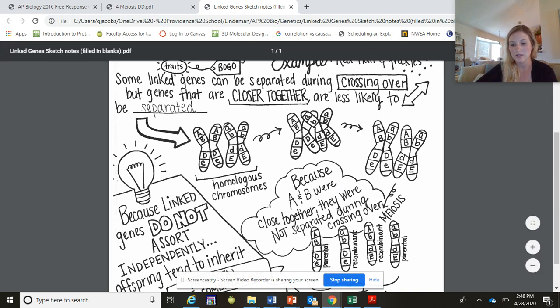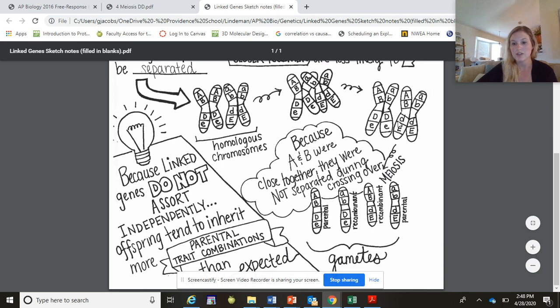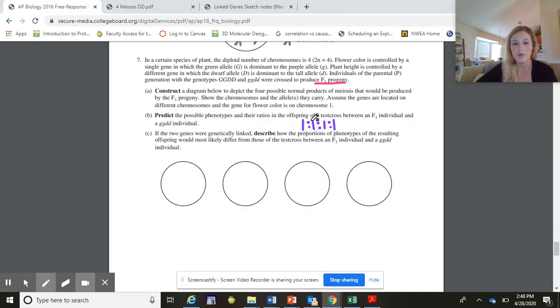And then these are the gametes that you could form. But these are still new combinations of traits between A, B, D, and E. And so we call these recombinant chromosomes, and these are parental chromosomes. Because linked genes do not assort independently, offspring tend to inherit more parental combinations than expected. So when we see genes that are linked, the offspring tend to look more like their parents than you would expect them to. And so we would expect in this situation, we expect to see a 1-to-1-to-1-to-1 ratio.